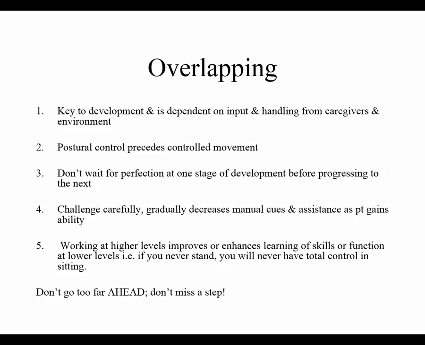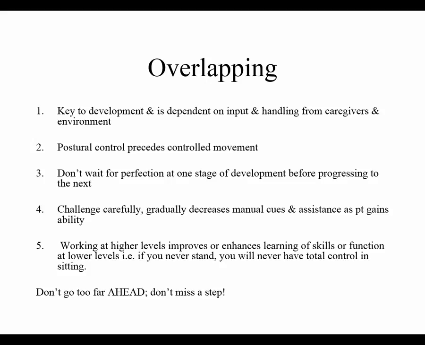Overlapping is basically all those rules we kind of talked about before. It's critical in development. In other words, a baby needs to be able to use their upper extremities and their trunk and head control, and they all kind of develop at the same time. But some things develop just a little bit before the other. So like number two, posture control precedes controlled movement. So we have to be able to stand there and use stability before controlled mobility, right? You're getting a pattern that all of this stuff goes together. We don't wait for perfection at one stage to develop another one. If so, we would be there forever.